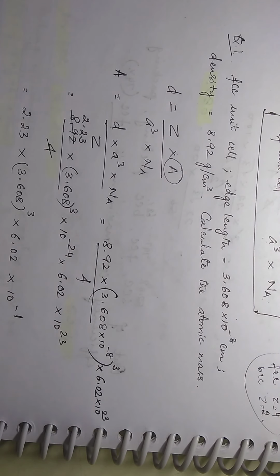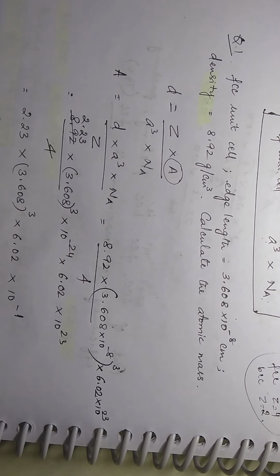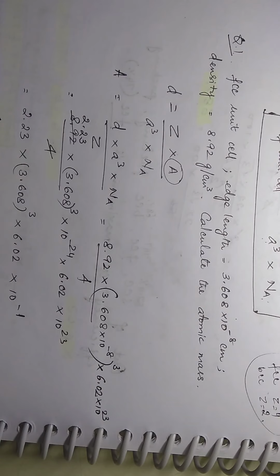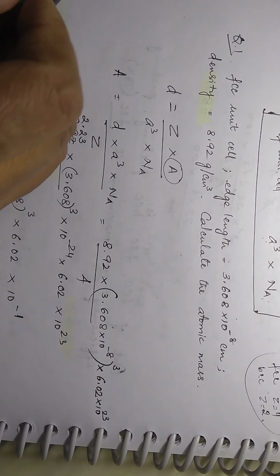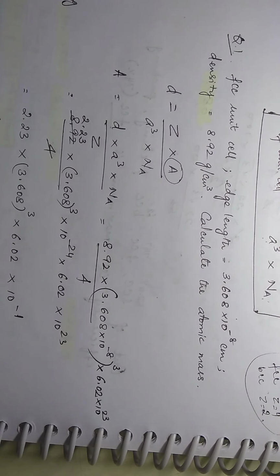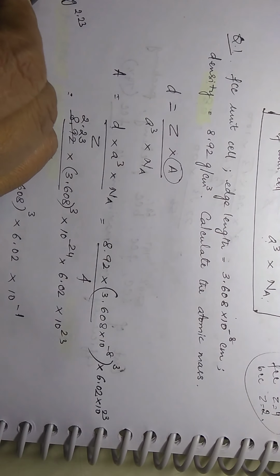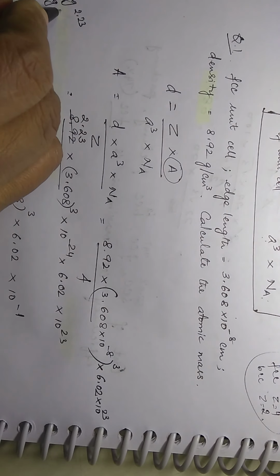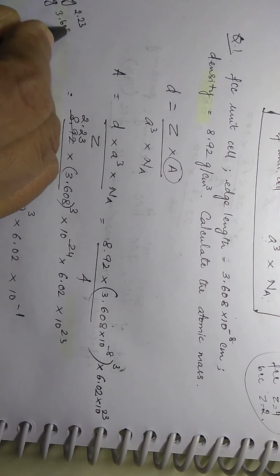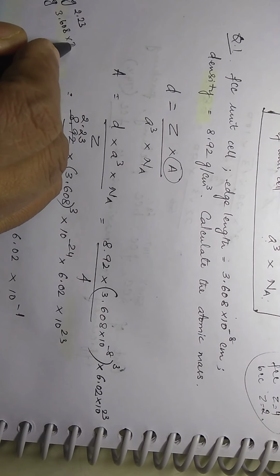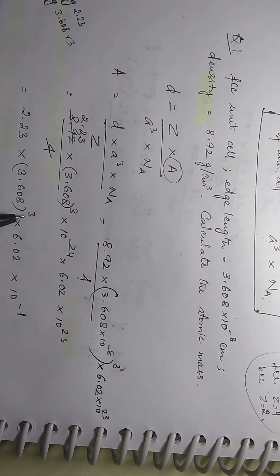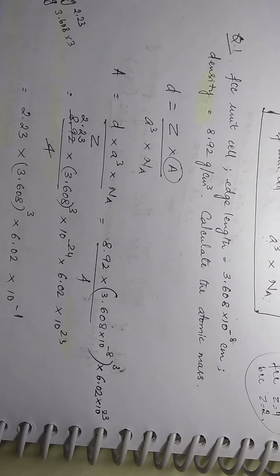Okay. If you can use log, it will be well and good. Now, if at all you want to use log, what you will do? You will first find out log of 2.23. Then you will have to find out log of 3.608 and you multiply that by 3 because you have to find out the cube of that, right?